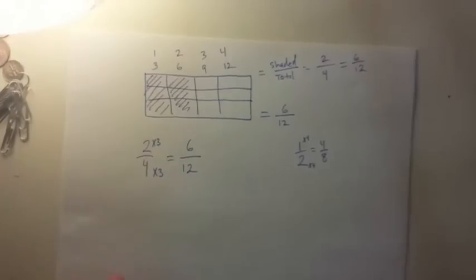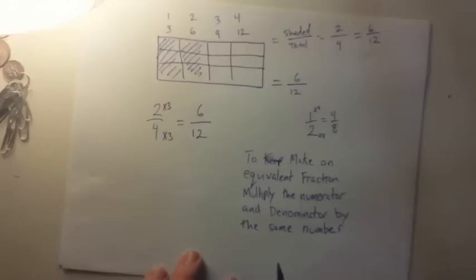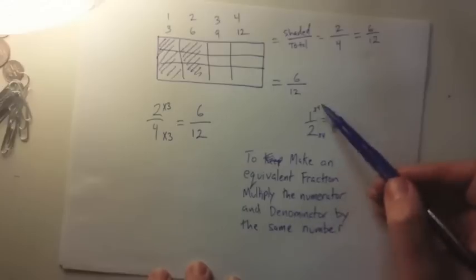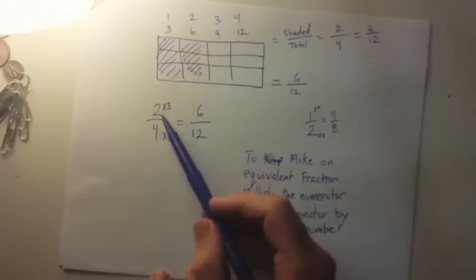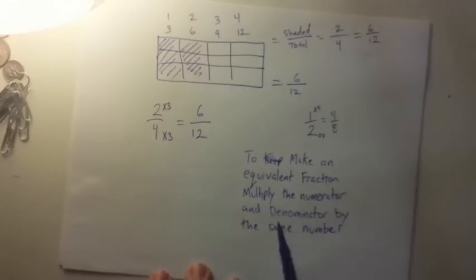And so maybe you've caught on. Maybe you've caught on that the way to make an equivalent fraction, you multiply the numerator, that's the top, and the denominator, that's the bottom, by the same number. So here we multiply the numerator by 4 and the denominator by 4. Here we multiply the numerator by 3 and the denominator by 3.